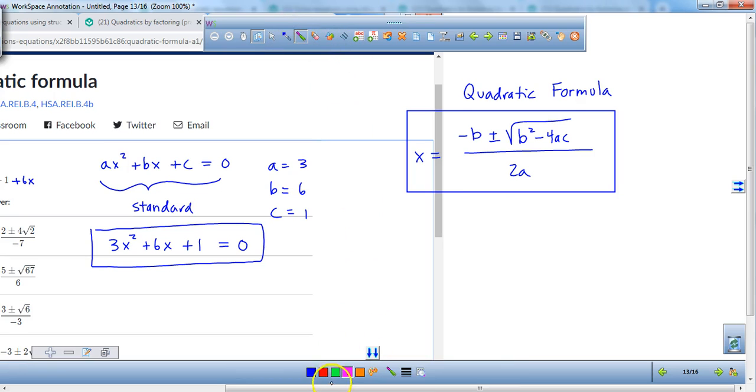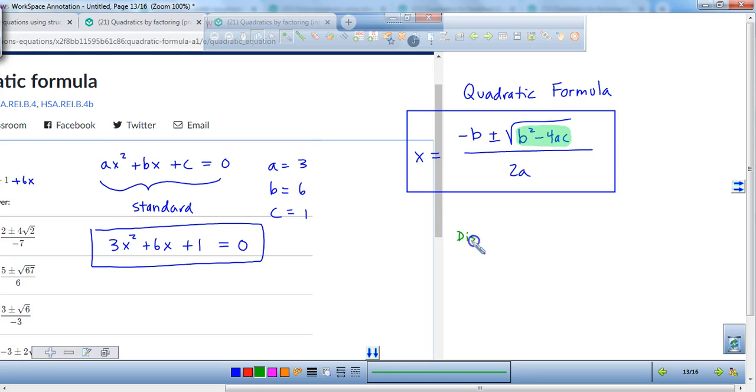Now the number one and most important thing that we're going to be working with right here is this value, b squared minus 4ac. And that has a specific name. That is known as the discriminant. Your discriminant is b squared minus 4ac. It's just a number. The number is known as the discriminant. It could be positive, it could be negative. Now there are different things that the discriminant can be.